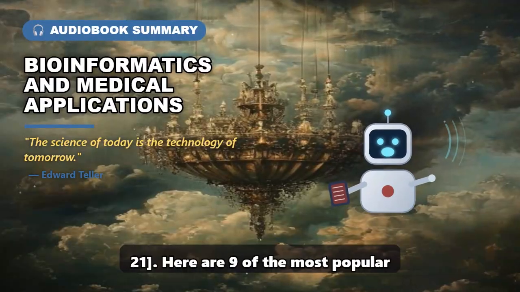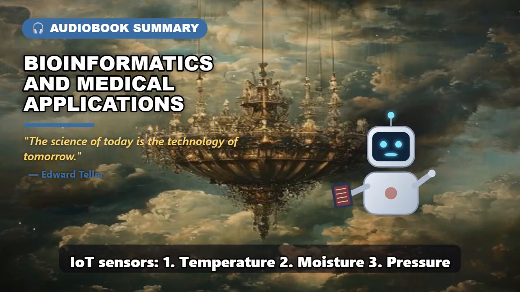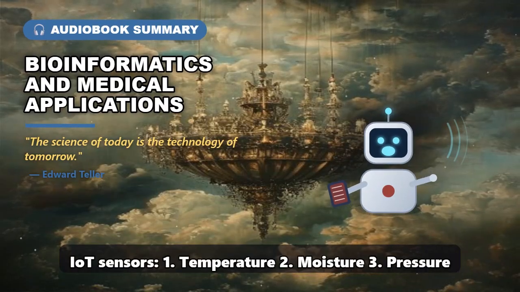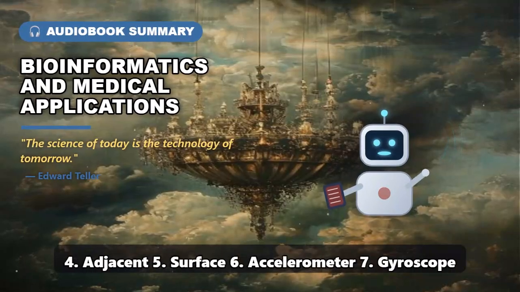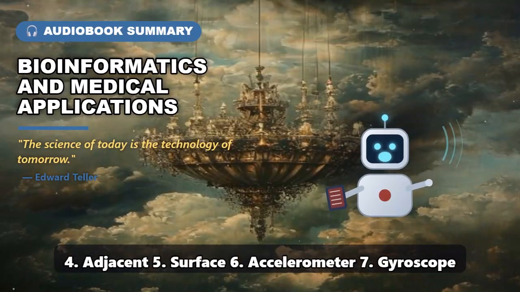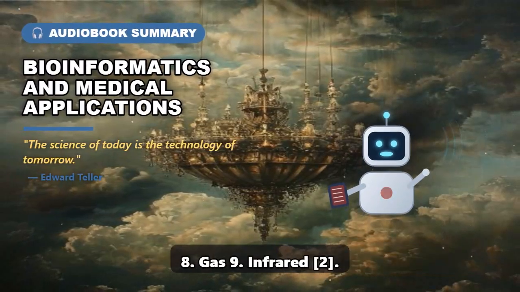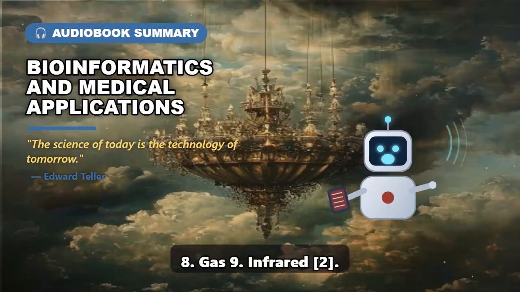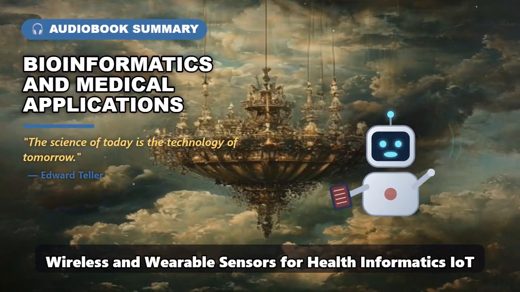Here are 9 of the most popular IoT sensors: 1. Temperature. 2. Moisture. 3. Pressure. 4. Proximity. 5. Surface. 6. Accelerometer. 7. Gyroscope. 8. Gas. 9. Infrared.